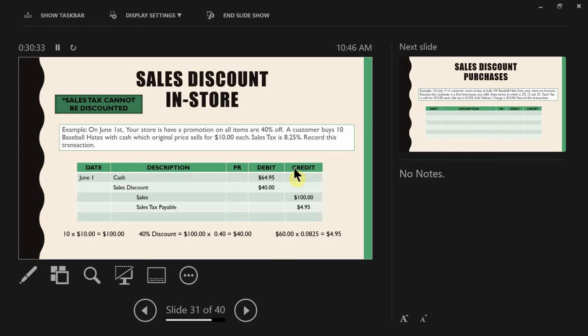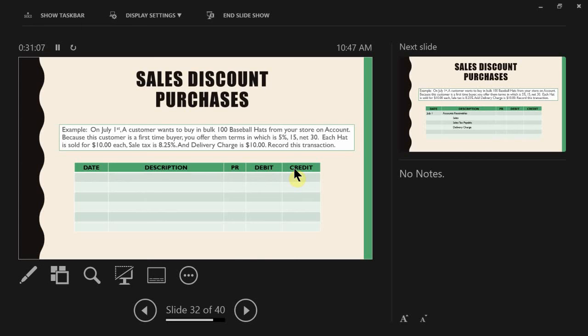So here, that's exactly what I'm going to do. I'm going to calculate what the tax is based off the $60. In this case, it gave me $4.95. And therefore, I should be getting a grand total of $64.95 cash because I discounted $40 off of the original sales. Any questions here?